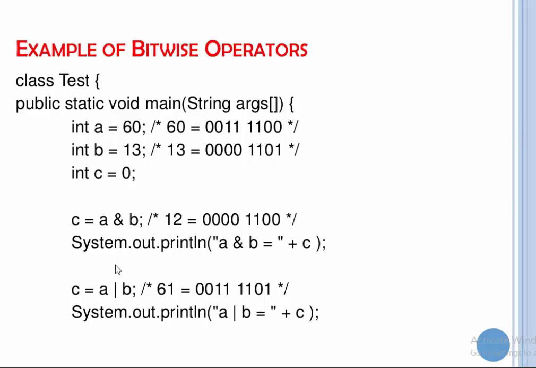When we want to print the value stored in a variable, here I am using the println method. It will print the statement enclosed between the double quotation marks as it is on the screen, and plus C will fetch the value stored in variable C and print it in the output screen. In the next statement, we are performing a bitwise OR operation. Check yourself how it will produce the result 61. In the last statement, I am printing the value of C after performing a bitwise OR operation.